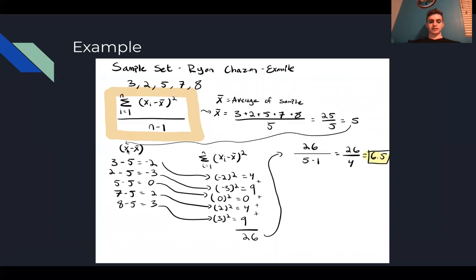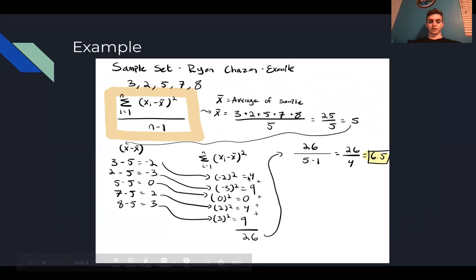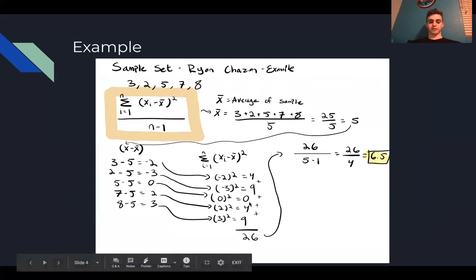Next, I did each data point x minus x bar. So I have 3 minus 5, which equals -2, and then so on and so forth for these other ones. And after that, I squared those data points and then summed them. So I took this -2 that I got and squared it to get 4. And then I squared the rest of these. And that gave me 4, 9, 0, 4, and 9. And I added them all up and I got 26.